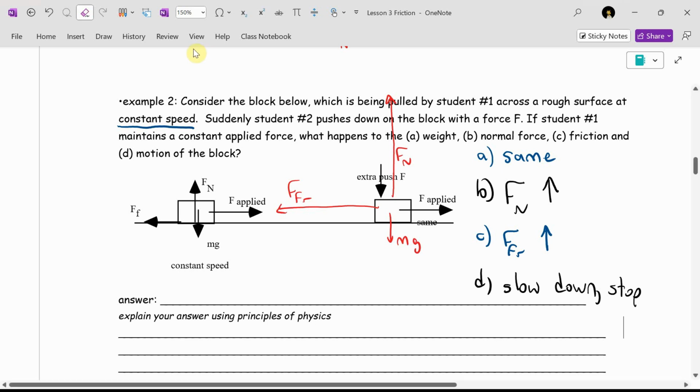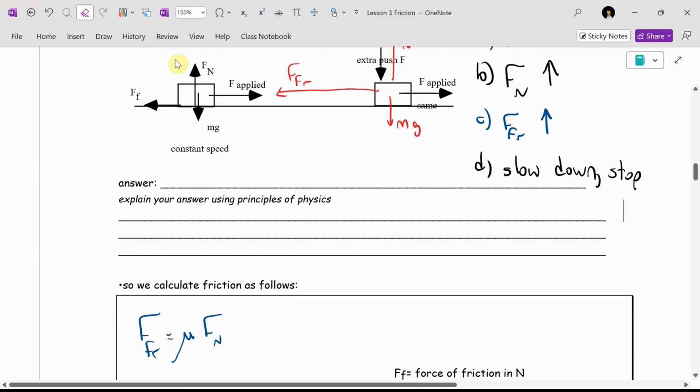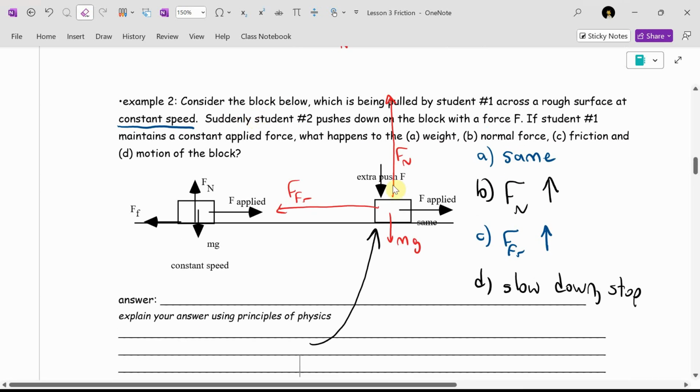It's how life works. It says explain your answer using principles of physics. There's my explanation. I did a good free body diagram. In fact, that's the best explanation. No words, good physics.